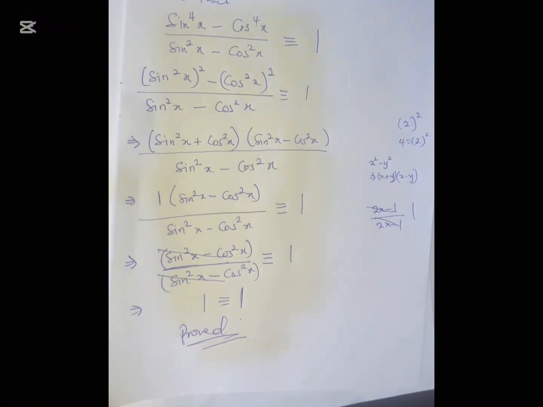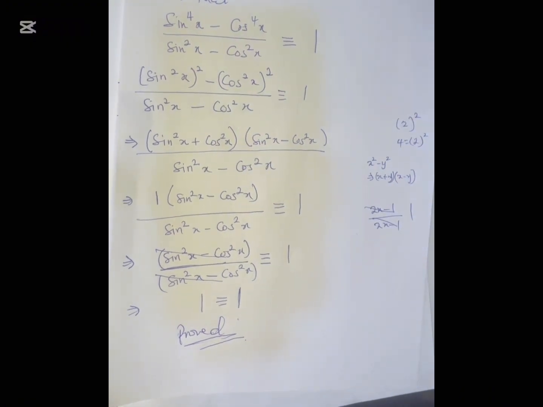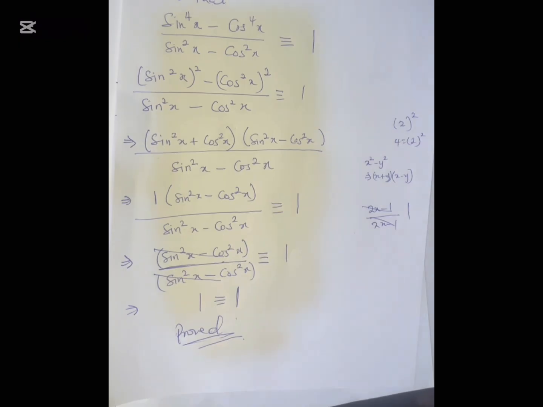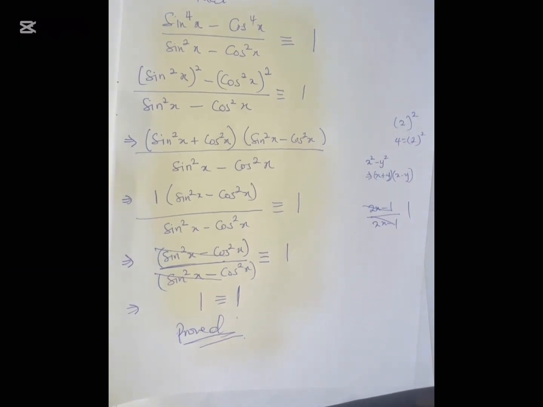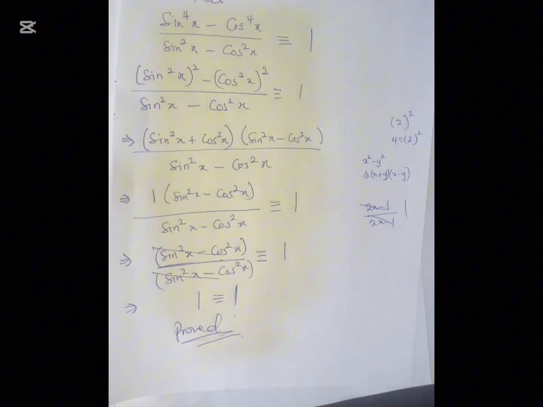Show that (sin⁴x − cos⁴x) on (sin²x − cos²x) is equal to 1. So that is what we've just illustrated.